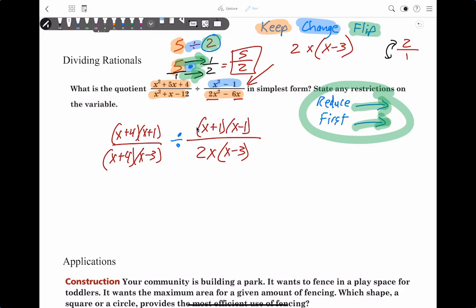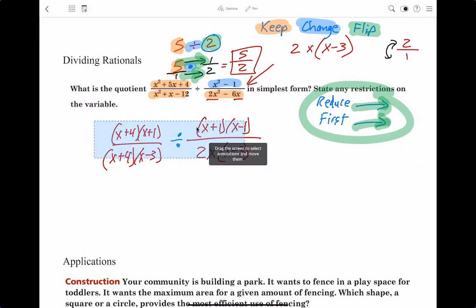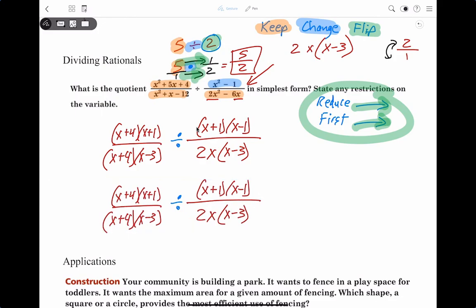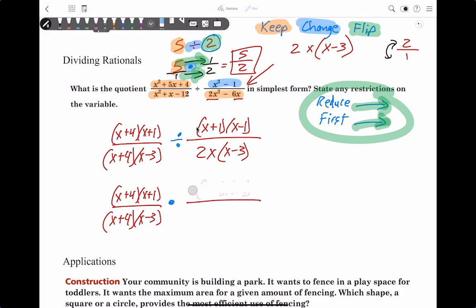So that's what we're going to do here. We're going to take all of this and copy it, and I'm going to show you the keep, change, flip. I'm going to change this to a multiplication, because it was division, and now I'm going to flip-flop. This denominator is going to go up here, and the numerator is going to move down. So we have x plus 1 in the bottom, x minus 1, and then 2x, x minus 3.